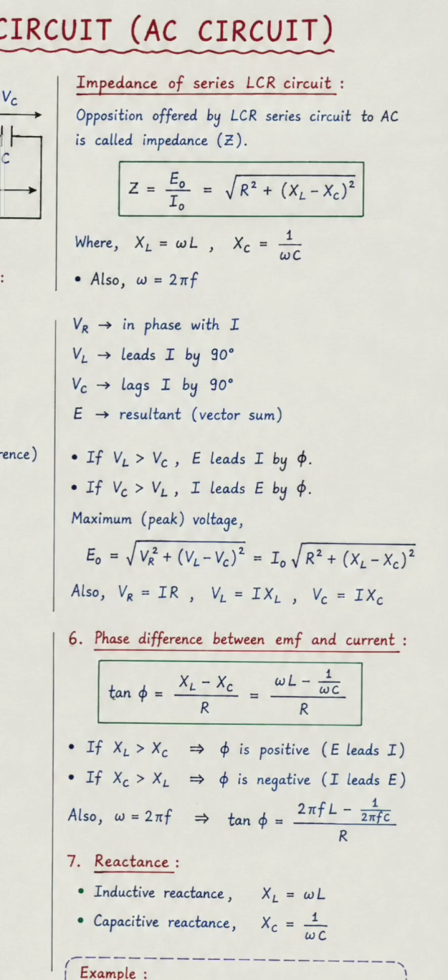As V = IR, V = IXL, V = IXC, where XL and XC are the inductive reactance and capacitive reactance respectively. And the phase difference between EMF and current: tan φ = (XL − XC)/R = (ωL − 1/ωC)/R. If XL is greater than XC, φ is positive and E leads the current, and if XC is greater than XL, φ is negative and I leads the EMF.